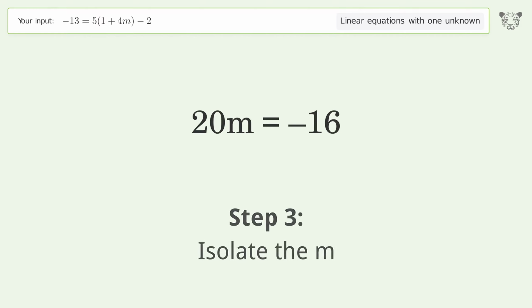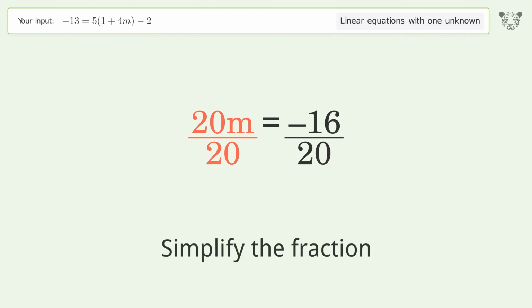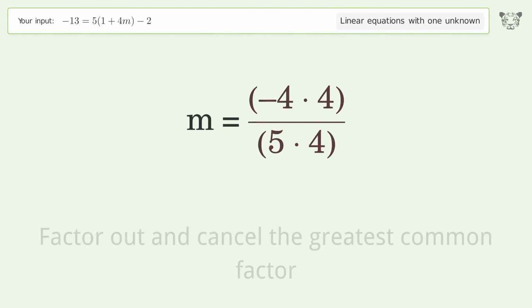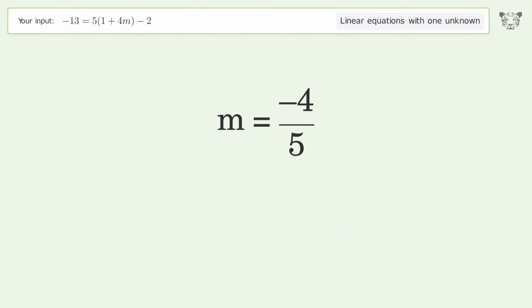Isolate the m. Divide both sides by 20. Simplify the fraction. Find the greatest common factor of the numerator and denominator. Factor out and cancel the greatest common factor. And so the final result is m equals -4/5.